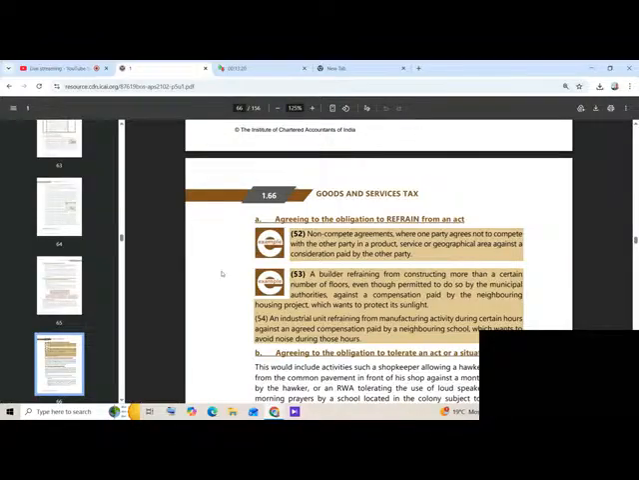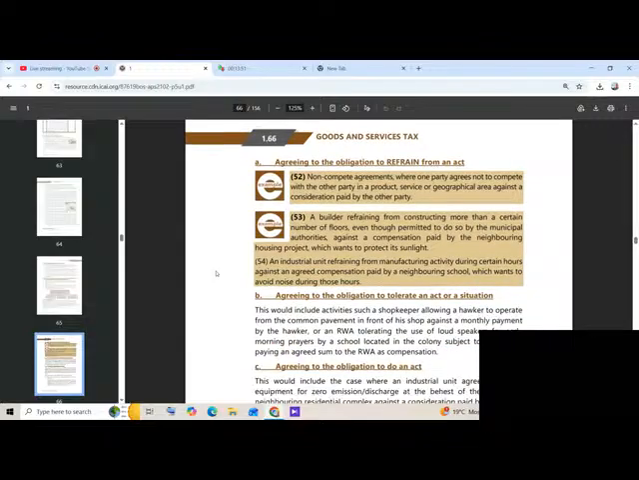Example 53. A builder refraining from constructing more than a certain number of floors, even though permitted to do so by the municipal authorities, against a compensation paid by the neighboring housing project, which wants to protect its sunlight. An industrial unit refraining from manufacturing activity during certain hours against an agreed compensation paid by a neighboring school which wants to avoid noise during those hours.